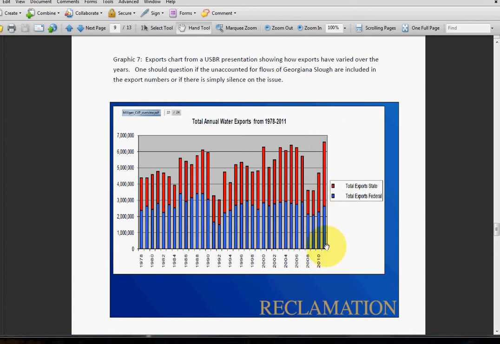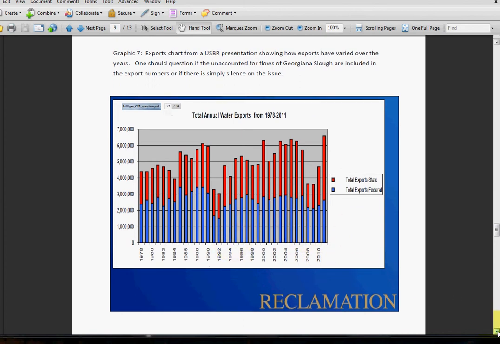This is 2011. This is a USBR report that's not in the Bay Delta Conservation Plan because they don't want you to recognize this. Look how much has been exported in 2011. It would be interesting to see 2012 and 13.